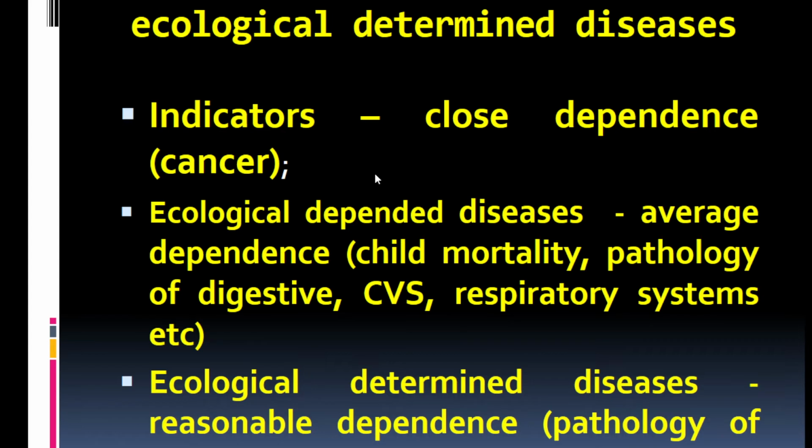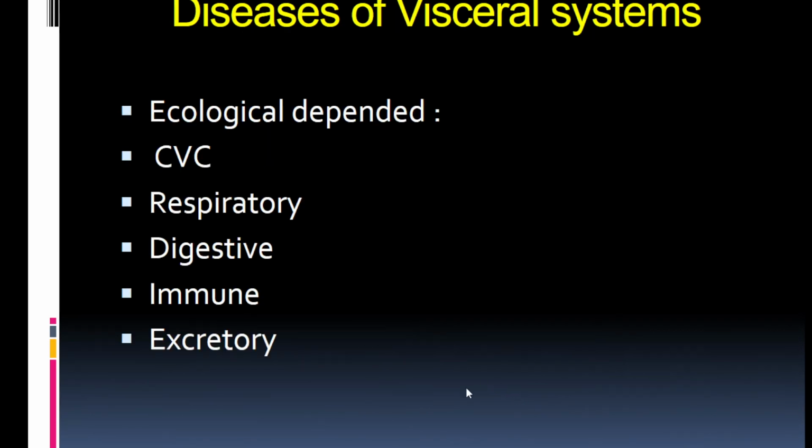in accordance with this level of dependence on the external environment. First of all, indicator diseases, which have close dependence on the external environment. It's cancer, for example. The second group is ecologically dependent diseases. They have average dependence, and it may be, for example, child mortality, pathology of the digestive, cardiovascular and respiratory systems, etc. And ecologically determined diseases have reasonable dependence. These are, for example, pathology of pregnancy, bronchitis, cardiovascular diseases, etc.